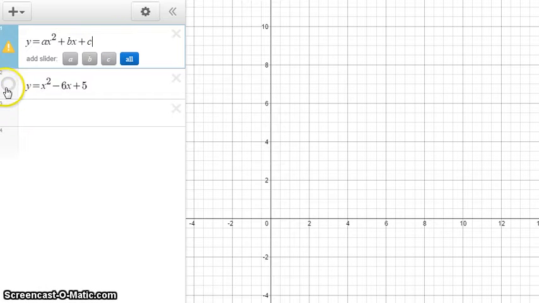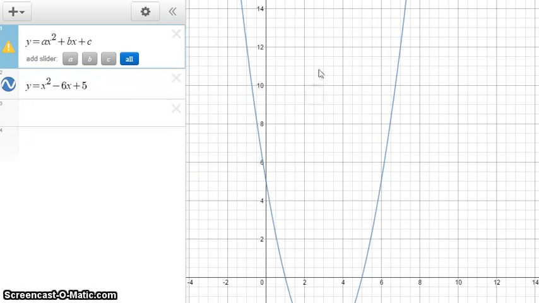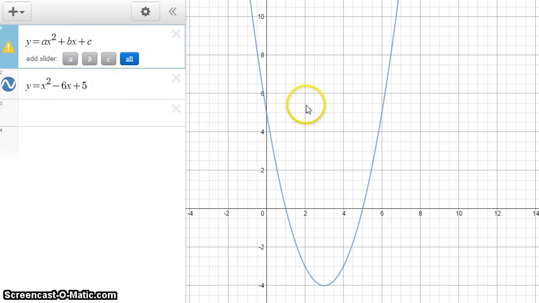So here I have an example. I have y is equal to x squared minus 6x plus 5, and I'm going to show the graph. This is the blue line over here. That is the graph of my equation, y is equal to x squared minus 6x plus 5. So this parabola, this quadratic function, is opening upwards. As you can see, these two ends keep on going up. It does not stop. So this parabola opens upwards, and sometimes the parabola will open downwards.